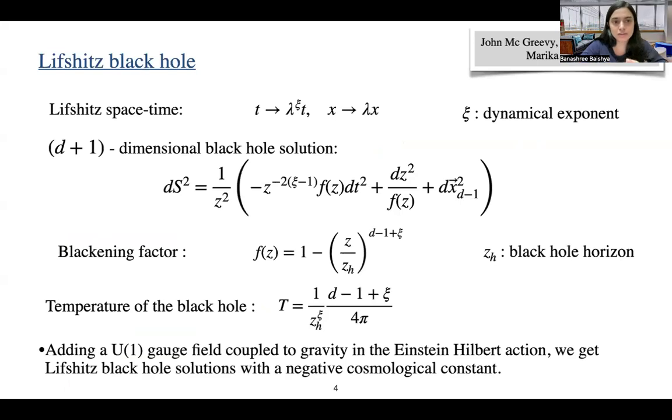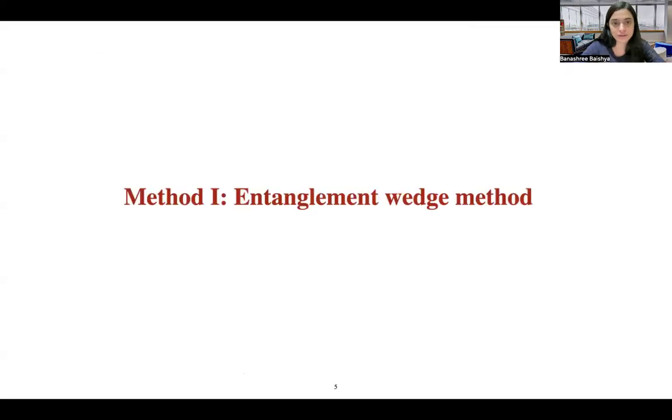Here, let's discuss this Lifshitz black hole background. One can achieve this D plus one dimensional Lifshitz black hole solution by adding a gauge field coupled to the gravity in the action with some negative cosmological constant. In the asymptotics, these black hole solutions have some fixed point geometries. So in the boundary theory, these are some critical points at the phase transitions, and these points are invariant under this scale invariance.